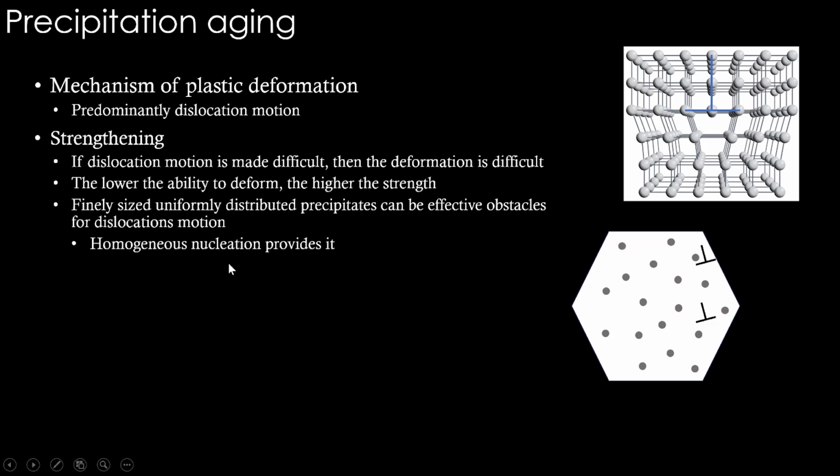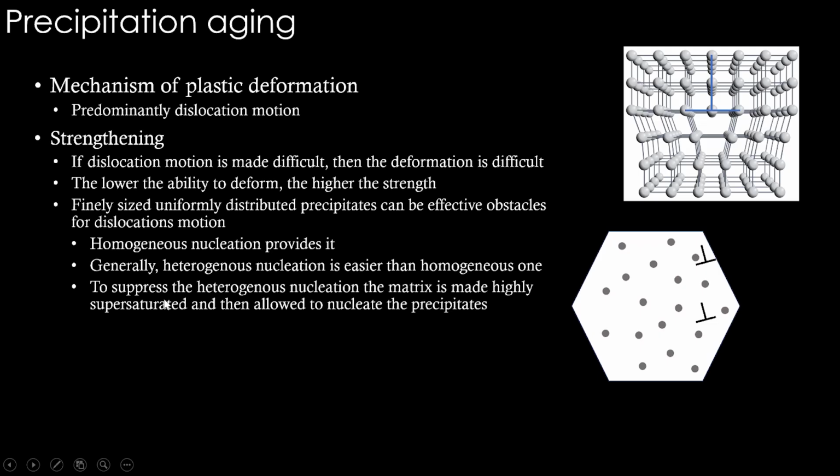Okay, when homogeneous nucleation happens, it means the rate of nucleation is the same everywhere. Then we can get this sort of uniformly distributed particles. Now, in general, when we do different processes, it's easier to have heterogeneous nucleation compared to homogeneous nucleation. So to suppress the heterogeneous nucleation, the matrix is highly supersaturated and then allowed to nucleate the precipitates. By this high supersaturation, we can achieve homogeneous nucleation.